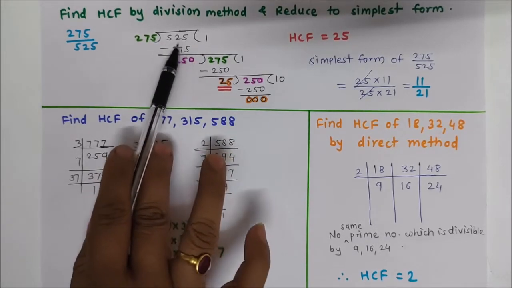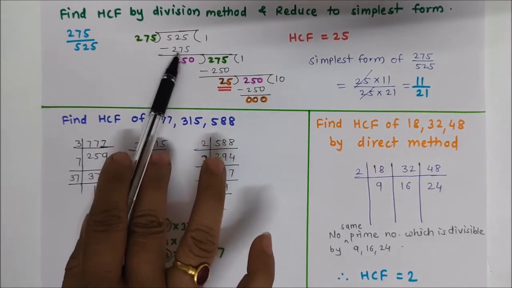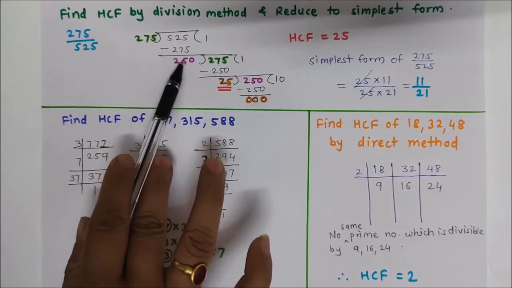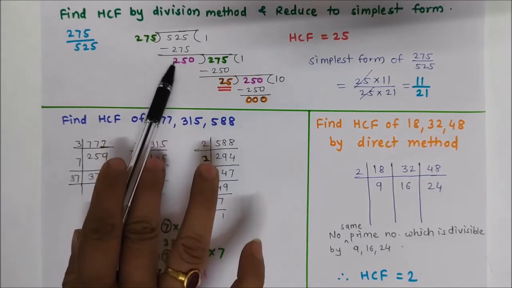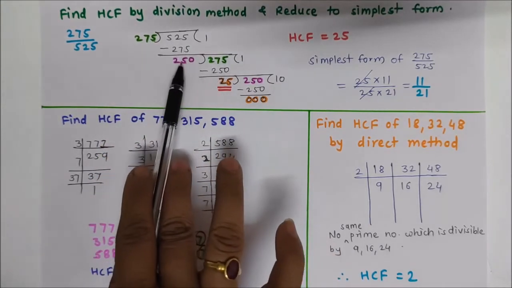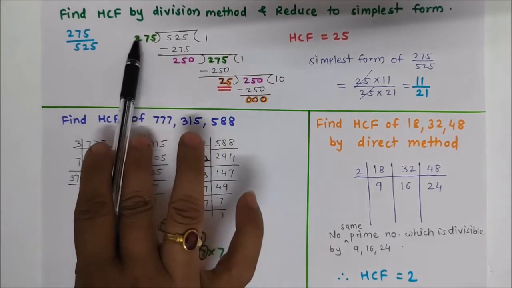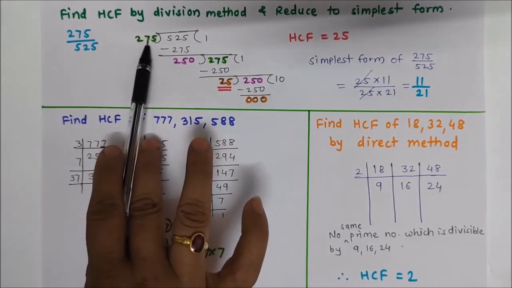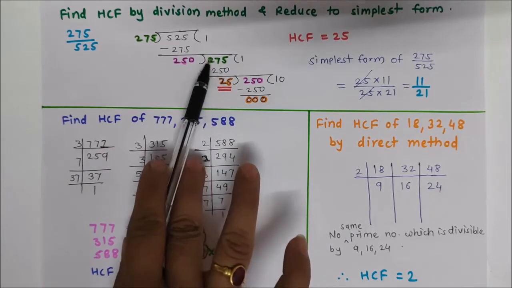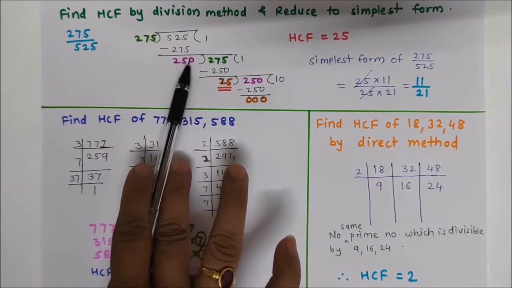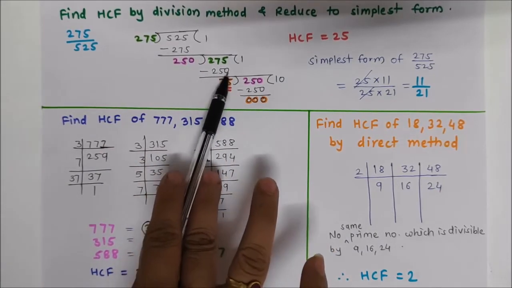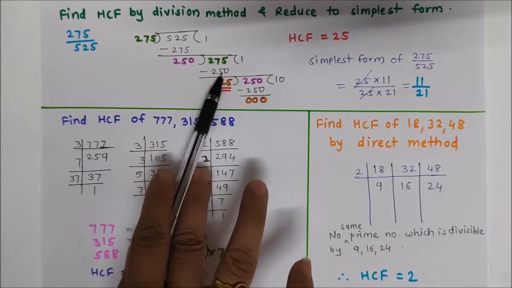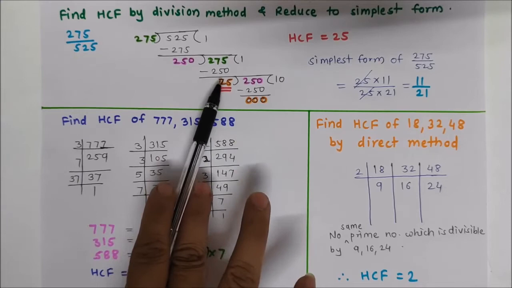5 minus 5 is 0. 2 minus 7 is not possible. So use the borrowing method. 12 minus 7 is equal to 5. 4 minus 2 is equal to 2. Here 250 is the remainder and 275 is the previous divisor. So write down that number as it is here. 275 divided by 250. 250 ones are 250. Do the subtraction. 5 minus 0 is 5. 7 minus 5 is 2. 2 minus 2 is 0.